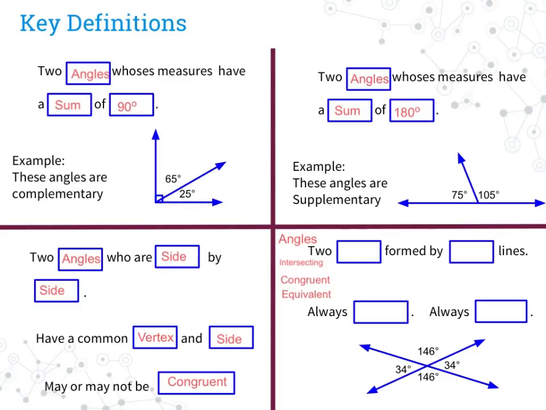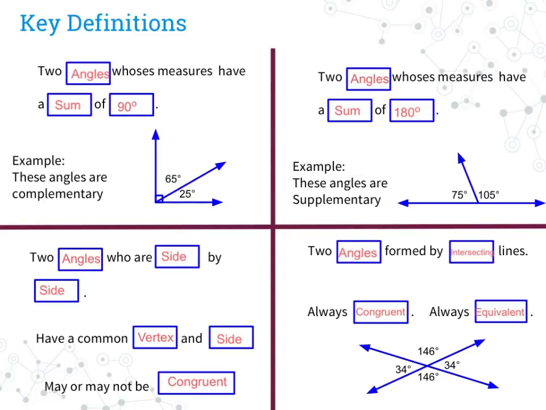Our last angle relationship is where we have two angles formed by intersecting lines, and they are always congruent and always equivalent. And when we have these type of angles, they're called vertical angles. They don't have to be on top of each other up and down like you would think vertically. They could also be across, but vertical angles are always equivalent and always congruent. So for example, our example down there has 146 degrees and 146 degrees. They're across from each other, so they're vertical angles, they're equal, and they're congruent.